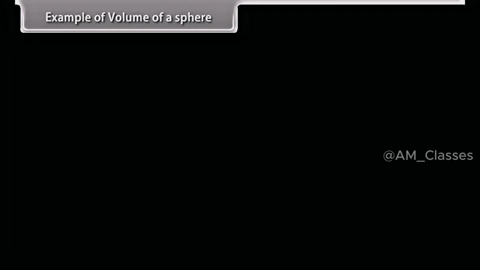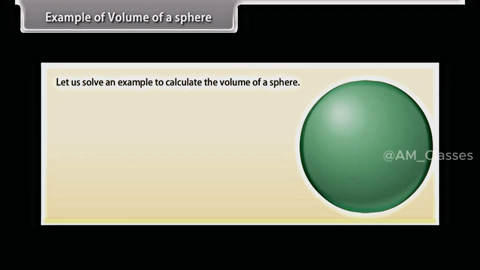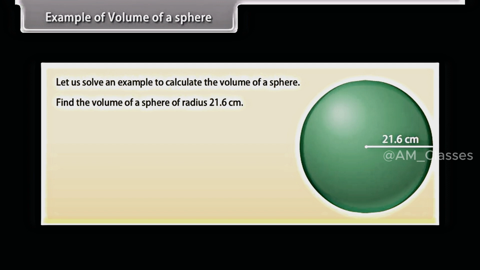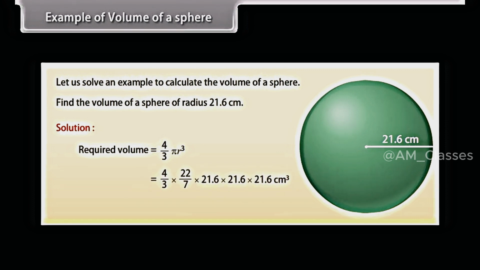Example of volume of a sphere. Let us solve an example to calculate the volume of a sphere. Find the volume of a sphere of a radius 21.6 centimeter. Solution. Required volume is equal to 4 upon 3 pi r cube, which is equal to 4 upon 3 into 22 upon 7 into 21.6 into 21.6 into 21.6 centimeter cube, which is equal to 42230.34 centimeter cube.